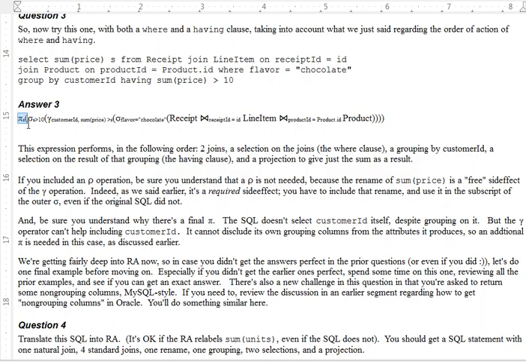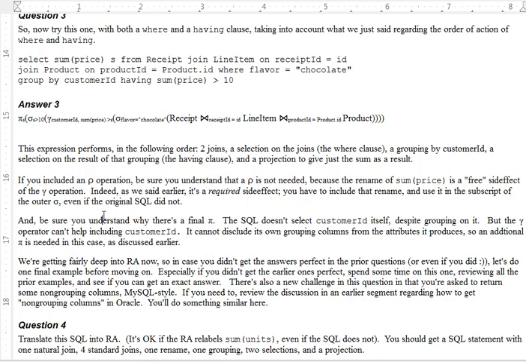up there. The SQL doesn't select customer ID itself despite grouping on it. But the gamma operator can't help including customer ID. It cannot exclude its own grouping columns from the attributes it produces. So an additional projection is needed in this case, as discussed earlier.